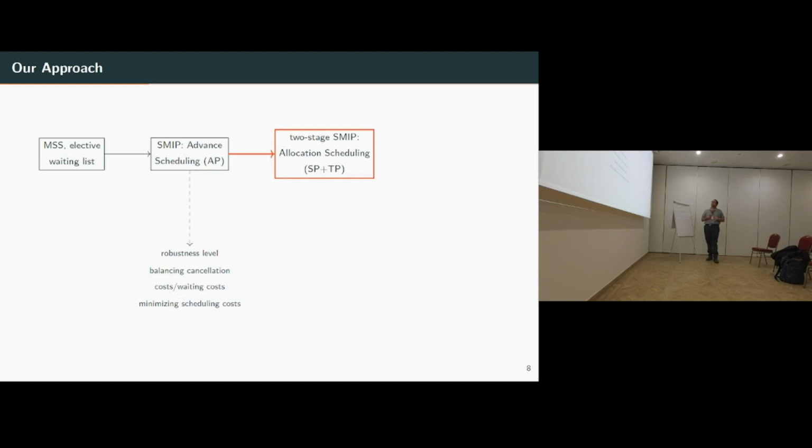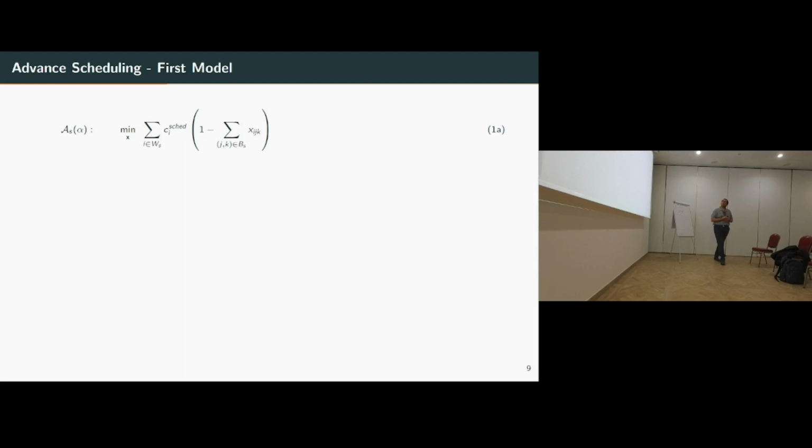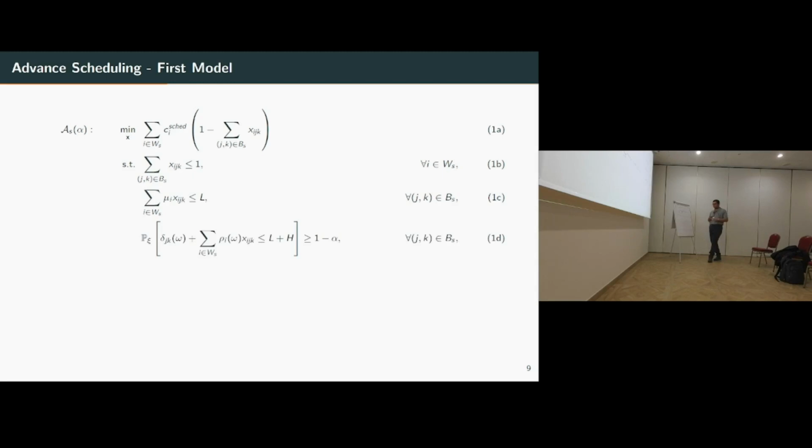Second step: a stochastic integer program, the allocation scheduling. We try to minimize the expected idle time, overtime, cancellations, and waiting costs. At the end, we have the realization. We'll be pretty quick on the models. In the first model of the scheduling, we try to minimize, as I said, the scheduling cost under a few constraints. A patient can be scheduled only once. This is a capacity constraint. This is the robustness level we set, a probabilistic constraint. And then the children constraint, one per block, one infectious patient per block, and the main constraint.